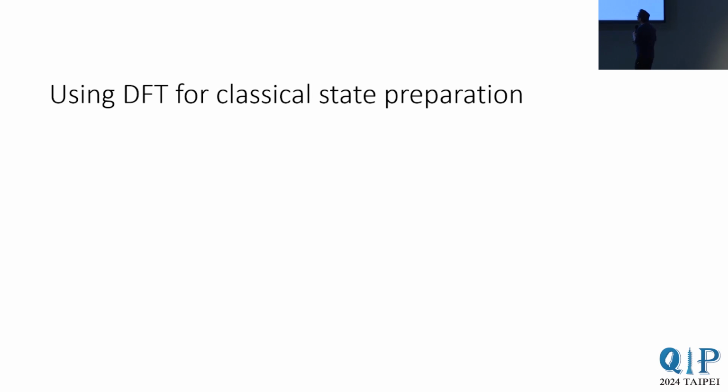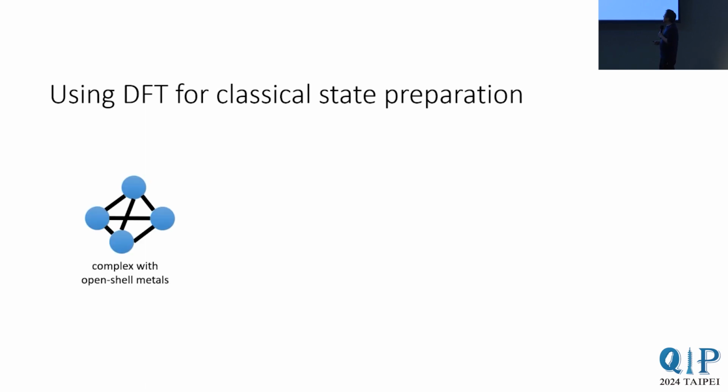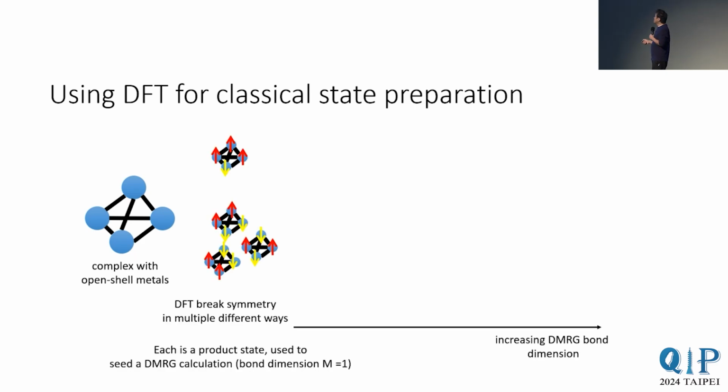But there are more subtle ways in which you use these mean field solutions for classical state preparation. A typical example is encountered in chemistry where there are many different metals. The metals have, for example, different magnetic moments. Like I mentioned in nitrogenase, you have all these iron-sulfur clusters, and the ions have different magnetic moments. And those magnetic moments can be arranged in many different ways.